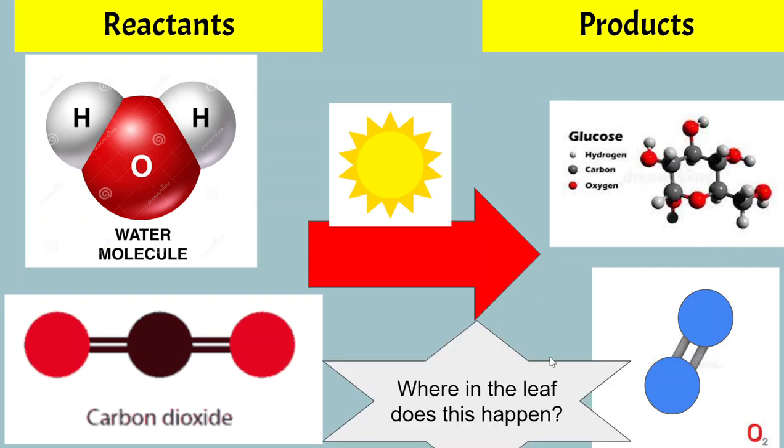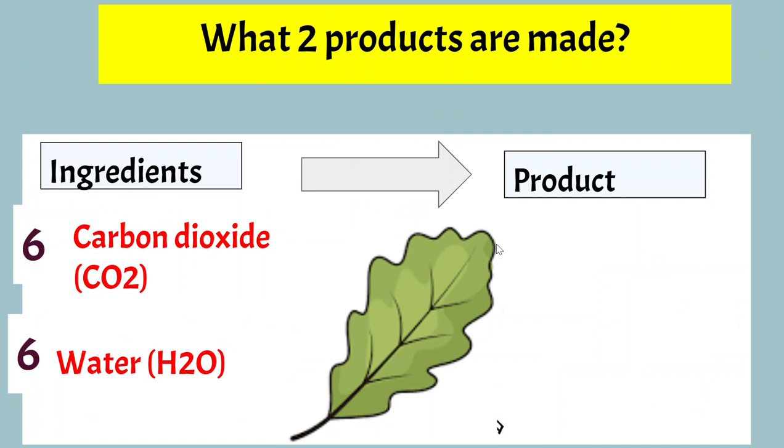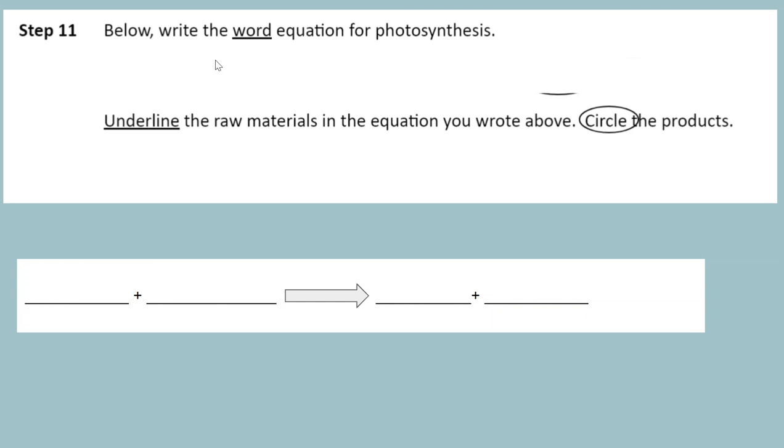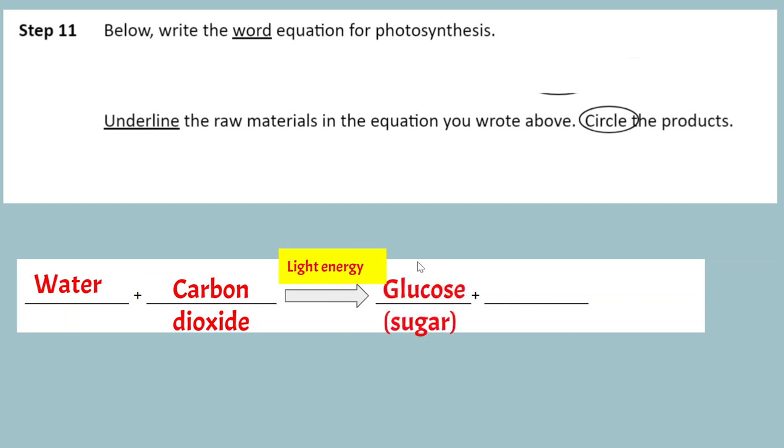Okay, where does it happen? It happens in the chloroplast. All right, 6 carbon dioxide plus 6 water gives us 1 glucose plus 6 oxygen gas. All right. The word equation then is going to be water plus carbon dioxide. When you expose it to light energy in the leaf, it's going to give you glucose and oxygen.